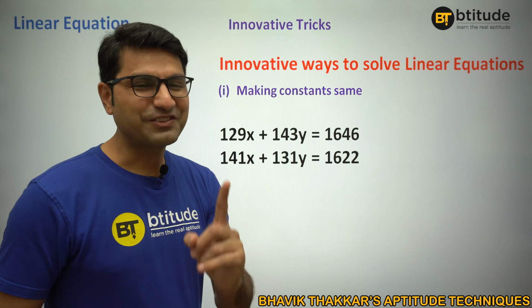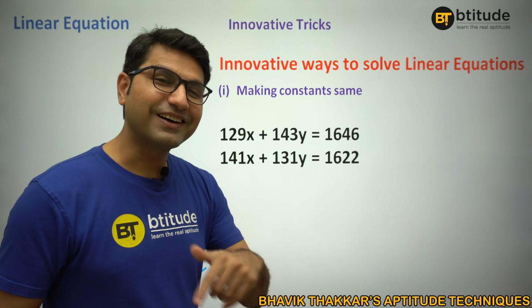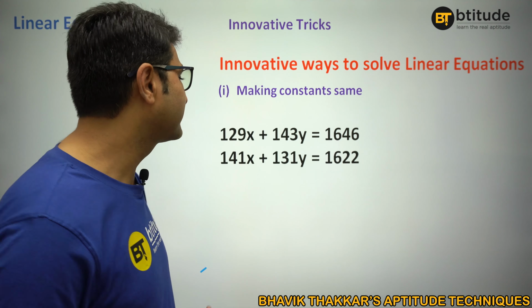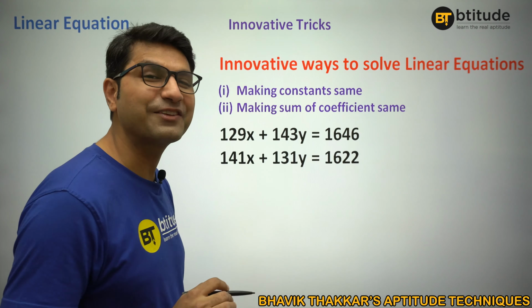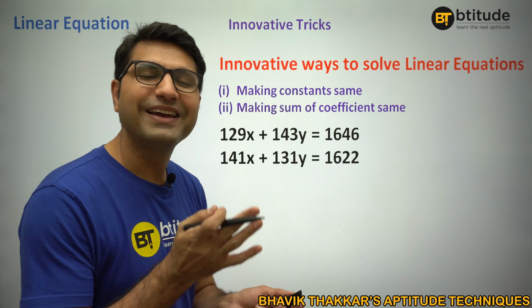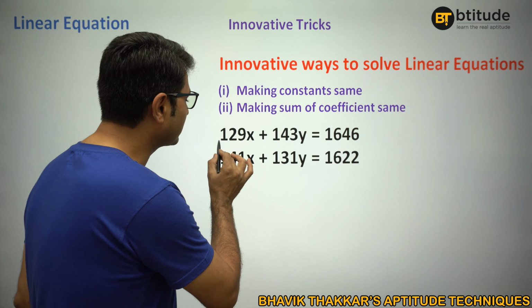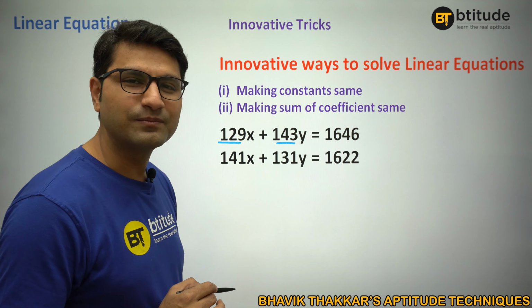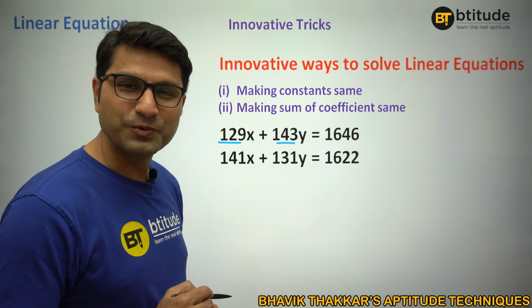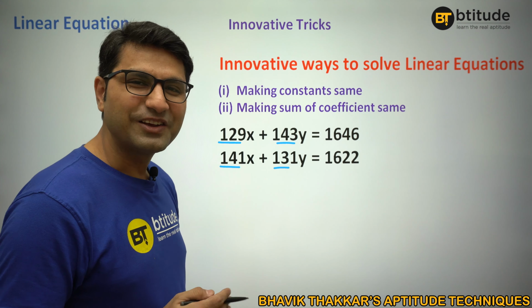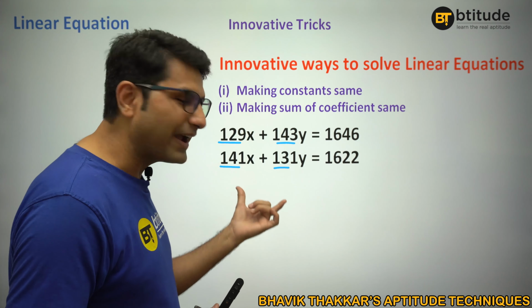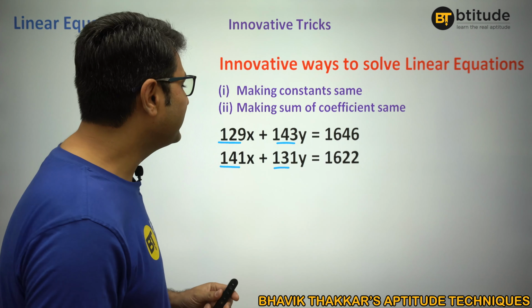Well, that's where Beatitude comes into the picture. There is another way you can do it. If you can understand, the sum of coefficients has to be the same. Sometimes if it is the same, it's easy. If you understand x plus y, 129 plus 143, how much is it? 272, right? Here also it is 272. So when the total is the same for x and y together, we can easily understand this.